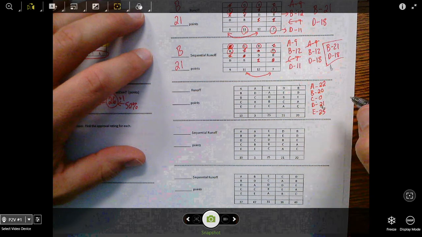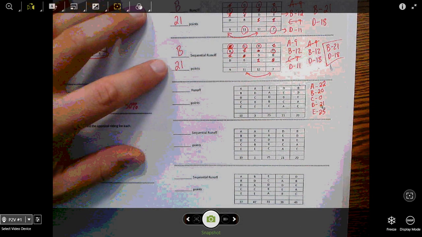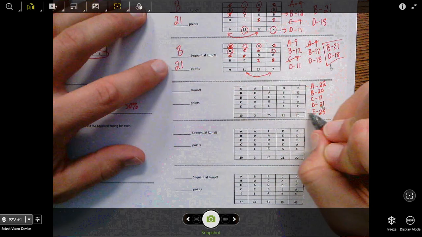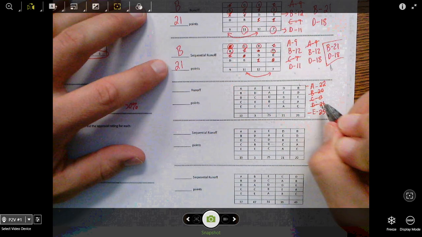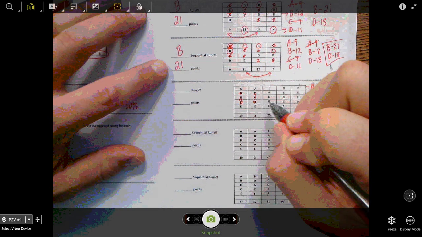All right. Now, sequential runoff. I'm sorry, regular runoff. I'm keeping the top 2. So my top 2 is A and E. B, C, D are all gone.